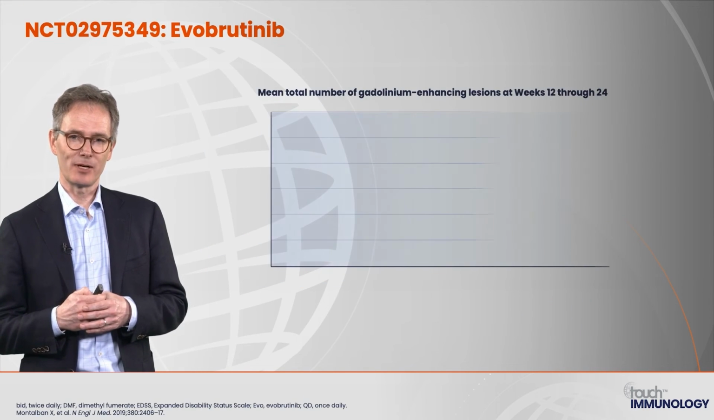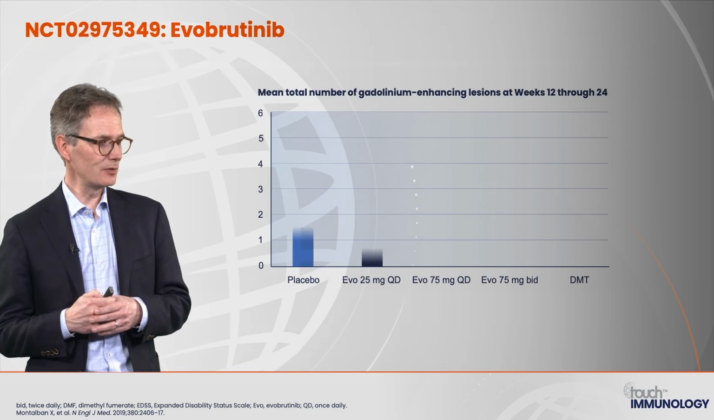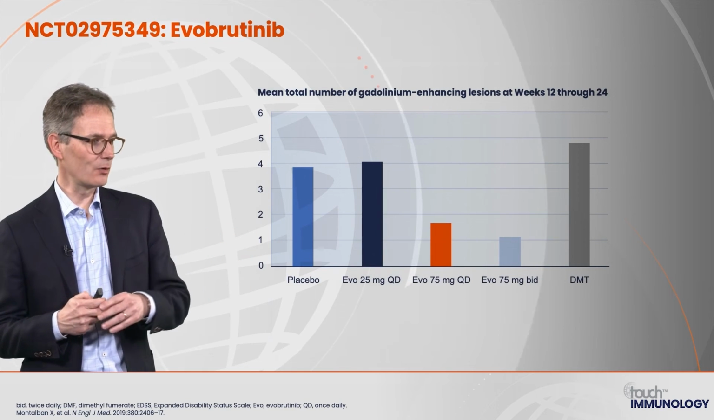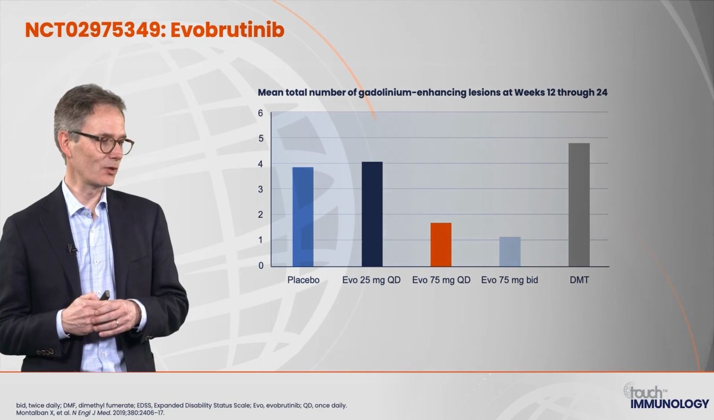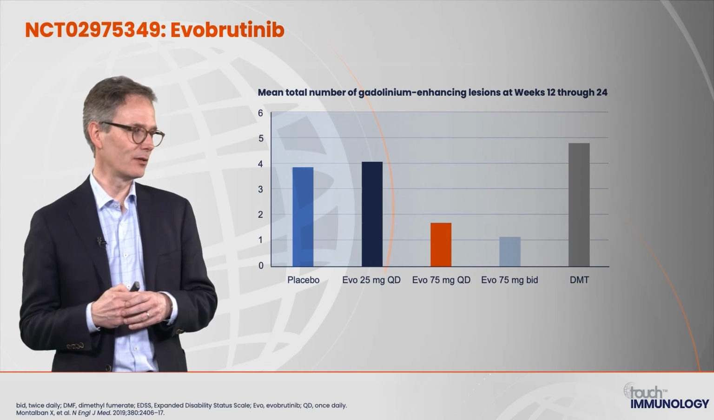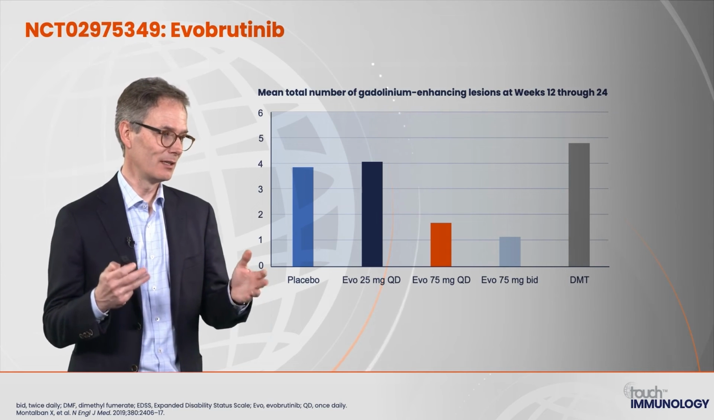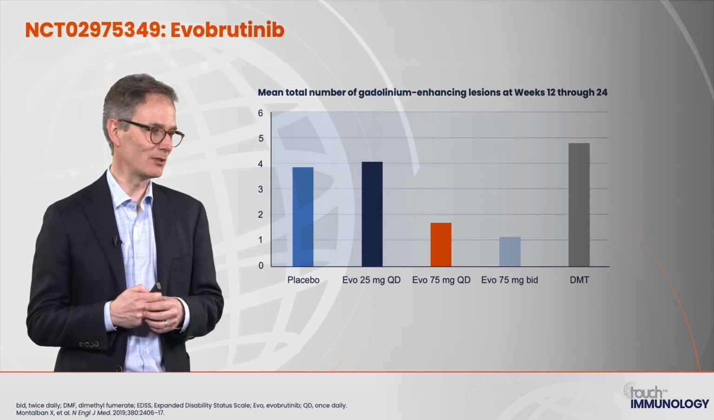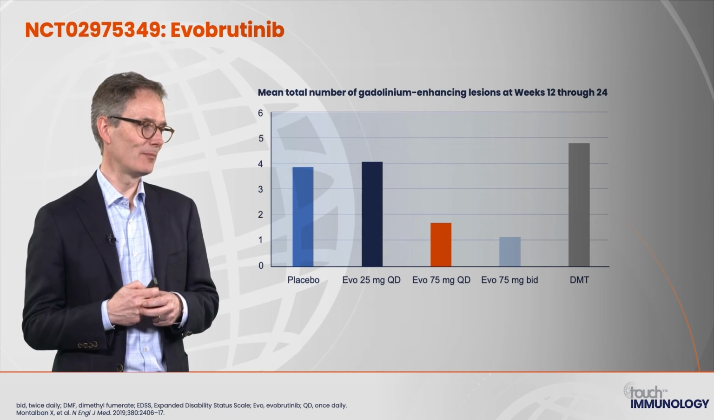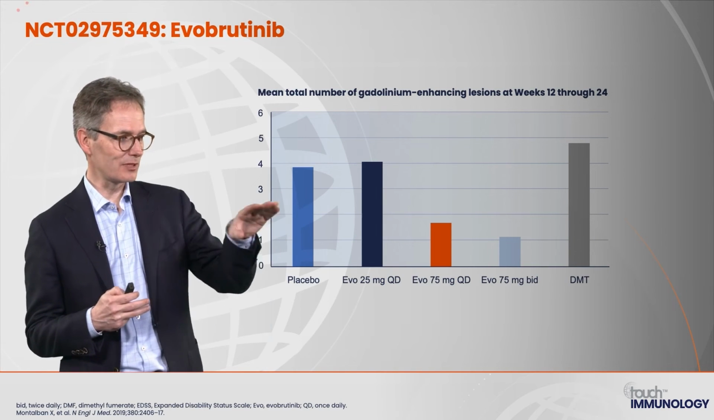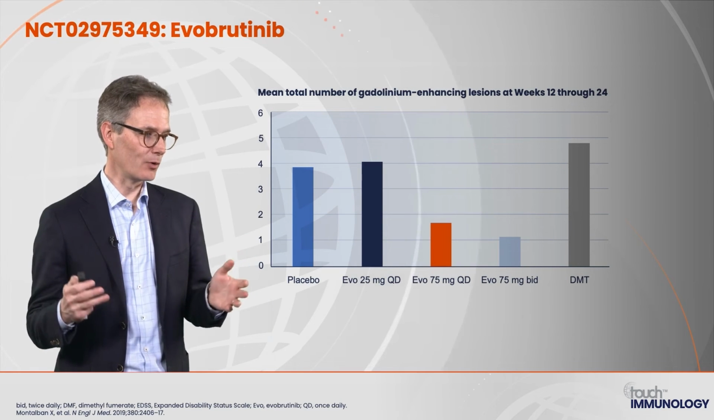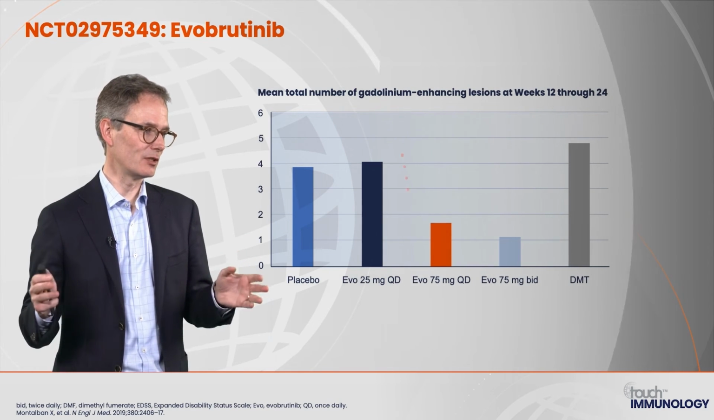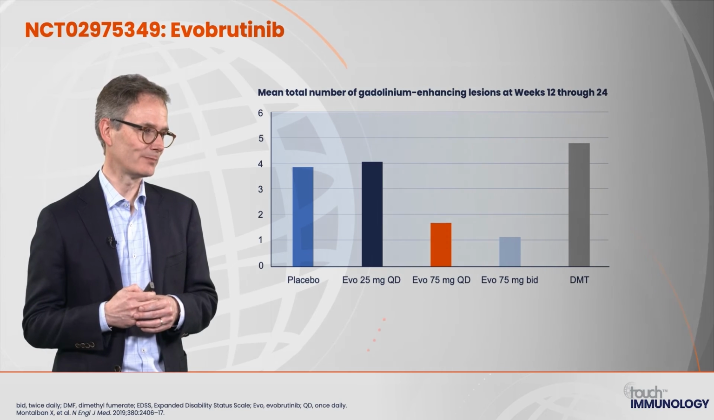And here you can see the primary endpoint, that's the GAD-enhancing lesions. You see that with increasing the dose of evobrutinib, you see a decrease of GAD-enhancing lesions, showing that the drug has an impact on probably relapses, but at least on MRI activity, on the GAD-enhancing lesions. DMF in this trial was similar to the placebo group, which is probably due to the low number of patients analyzed and also the short length of the trial.